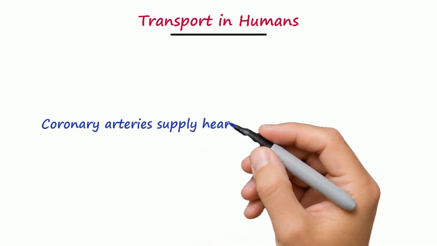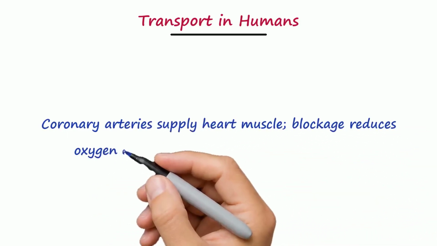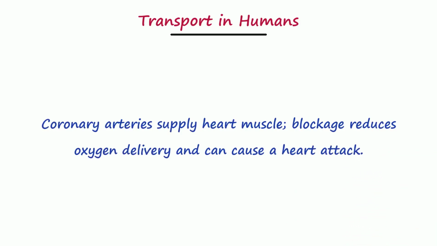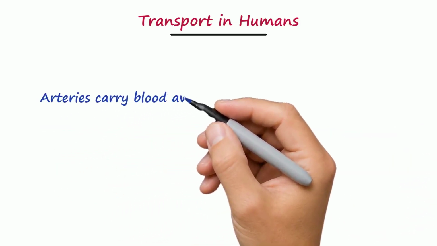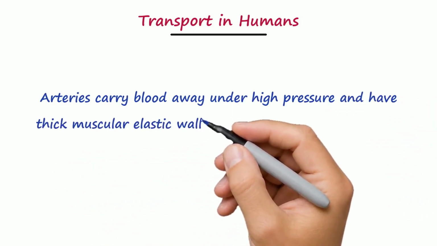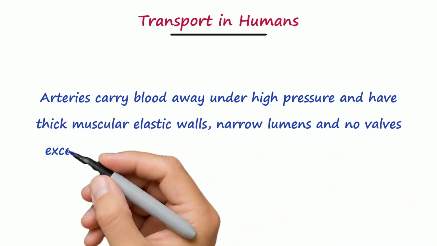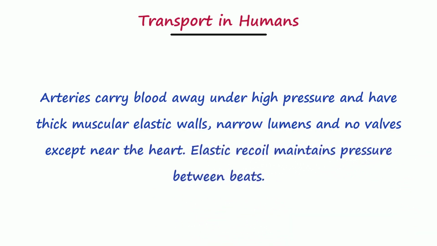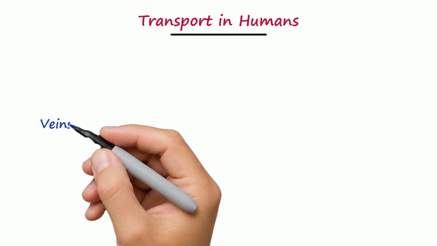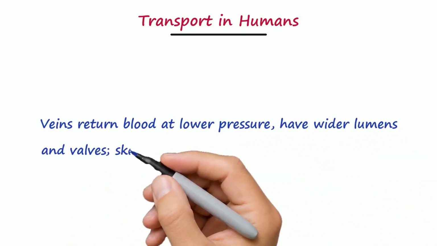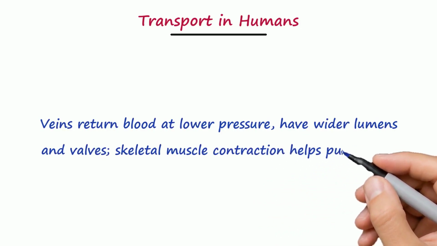Coronary arteries supply heart muscle. Blockage reduces oxygen delivery and can cause a heart attack. Arteries carry blood away under high pressure and have thick muscular elastic walls, narrow lumens, and no valves except near the heart. Elastic recoil maintains pressure between beats. Veins return blood at lower pressure, have wider lumens and valves. Skeletal muscle contraction helps push blood.